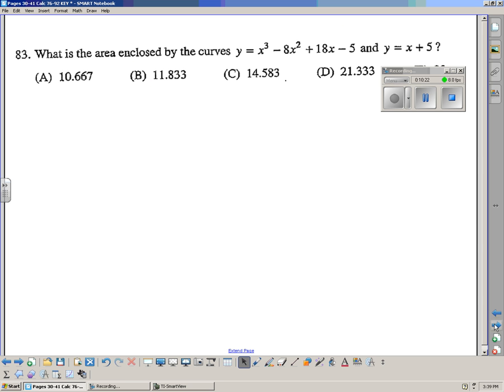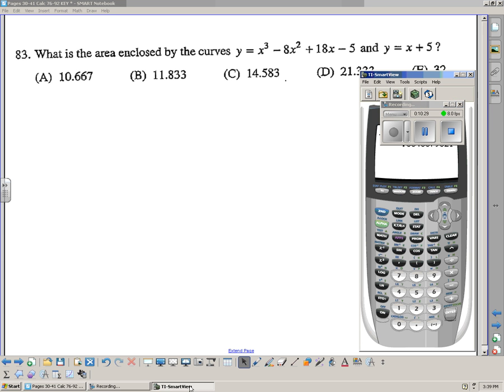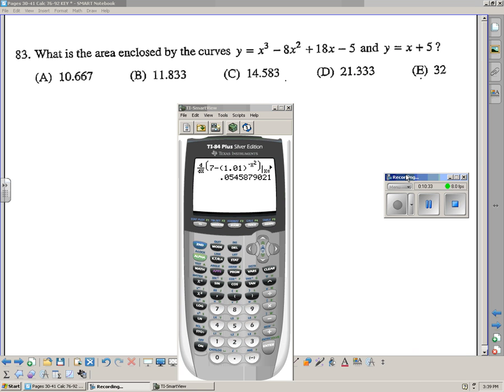All right, 83. What is the area enclosed by these two curves? This one was tricky because what you had to realize was these two curves intersect at three different spots, which means that two different regions are being enclosed.